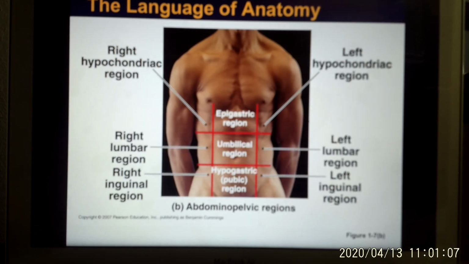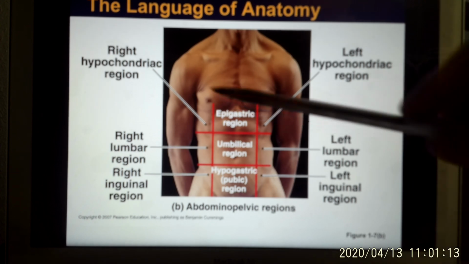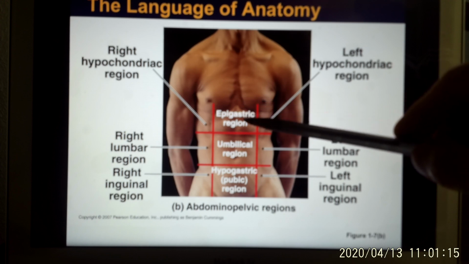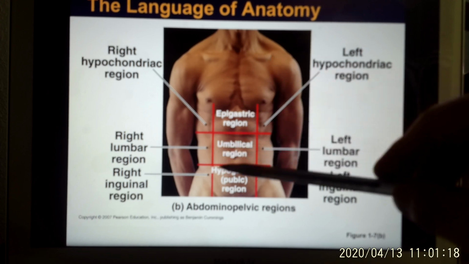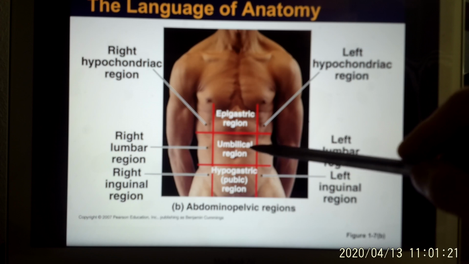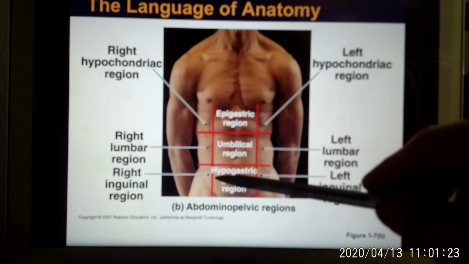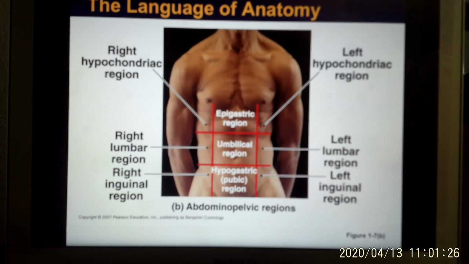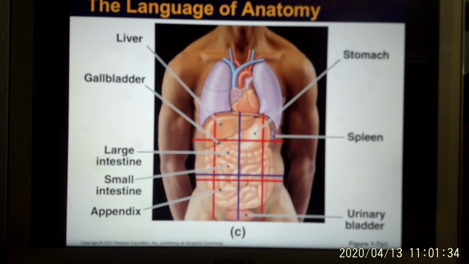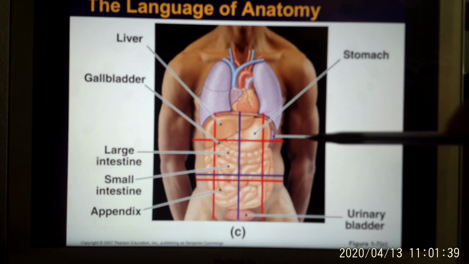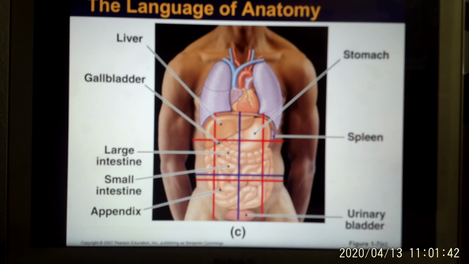It can also be divided into 9 different regions: right hypochondriac, epigastric, left hypochondriac; right lumbar, umbilical, and left lumbar; right inguinal, hypogastric, and left inguinal. So totally 9 different regions. Because of these 9 regions and 4 quadrants, you are able to divide your organs into different quadrants or different regions.